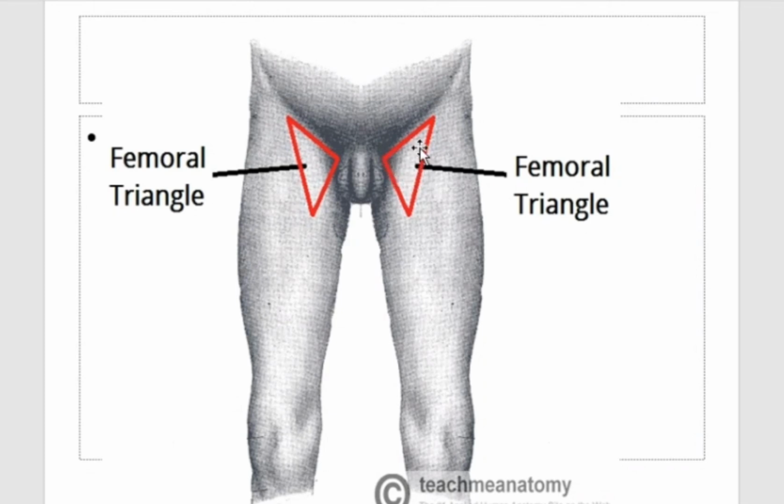So deep to this femoral triangle, we have the lymphatics which drain lymphatic fluid from the lower limb. We have the femoral vein which drains the deoxygenated blood from the lower limb. We have the femoral artery which supplies blood to the lower limb. And we have the femoral nerve which supplies the muscle of the anterior compartment of the thigh.